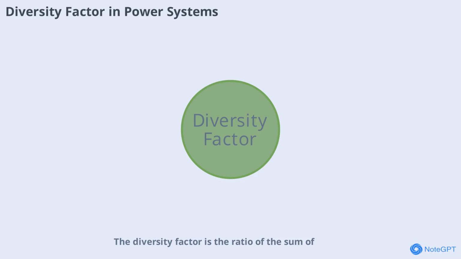Diversity factor is the ratio of the sum of individual maximum demands to the maximum demand on the power station. It's always greater than 1 because not all consumers reach their peak demand at the same time. A higher diversity factor means lower generation costs, as the system can be designed for a lower overall peak. This is a key concept in efficient power system design.